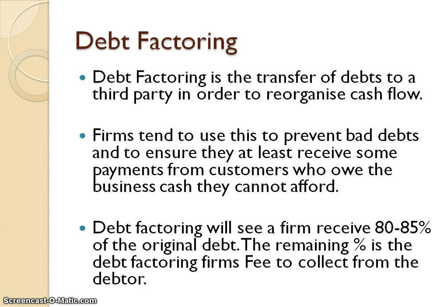Debt factoring is a little bit more tricky. This is when you transfer debts to a third party in order to reorganise your cash flow. Firms tend to use this to prevent bad debts and to ensure that they at least receive some payment from customers who owe the business cash they cannot afford. Debt factoring will see a firm receive 80 to 85% of the original debt. The remaining percentage is the debt factoring firm's fee to collect from the debtor, so that's where they make their money. The main benefit of this is that you guarantee some cash inflow and prevent a bad debt and ultimately never being paid. The drawback is that this costs and doesn't come for free and shouldn't be used lightly.